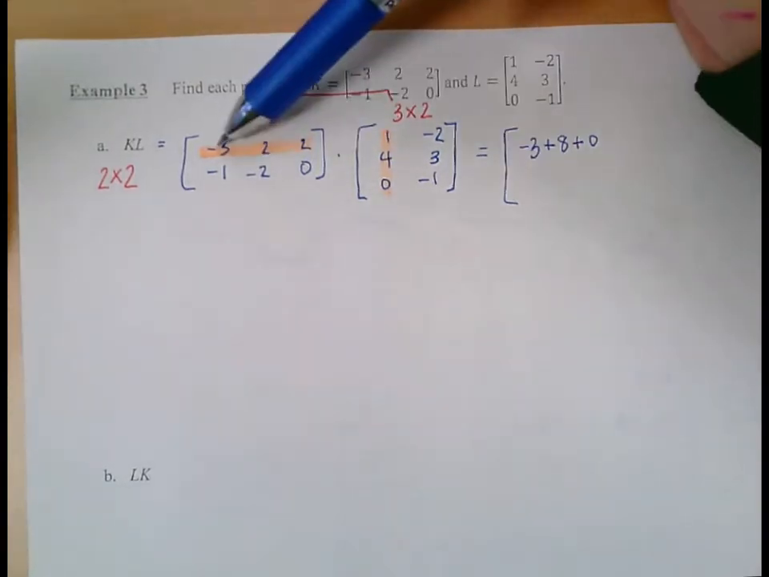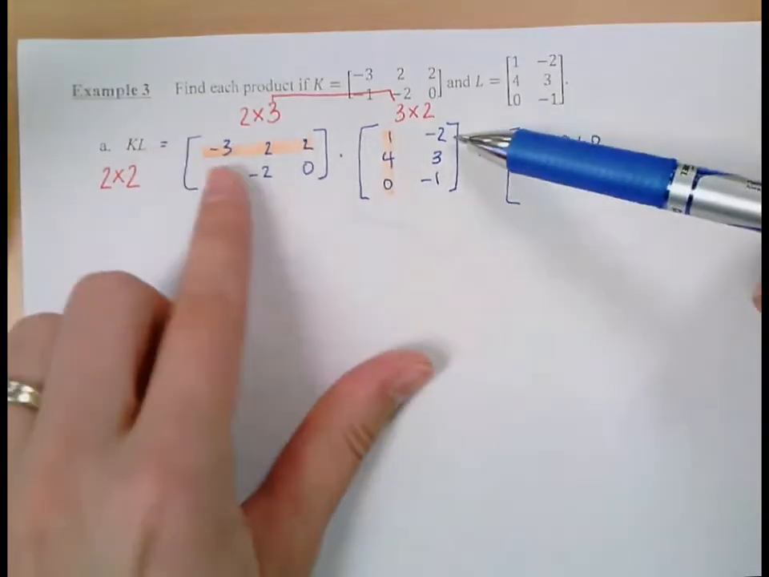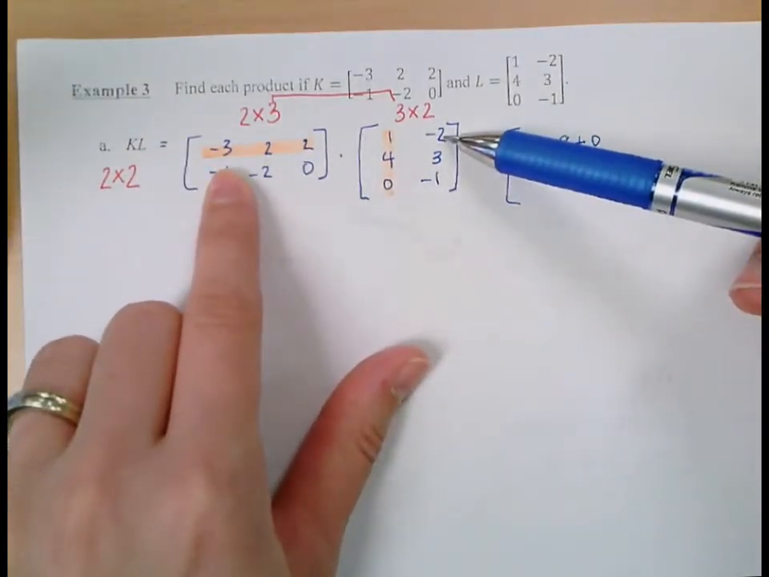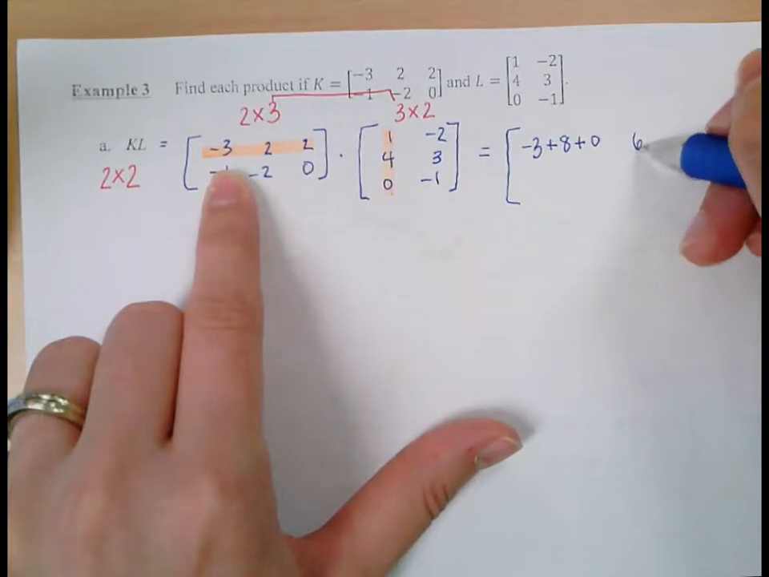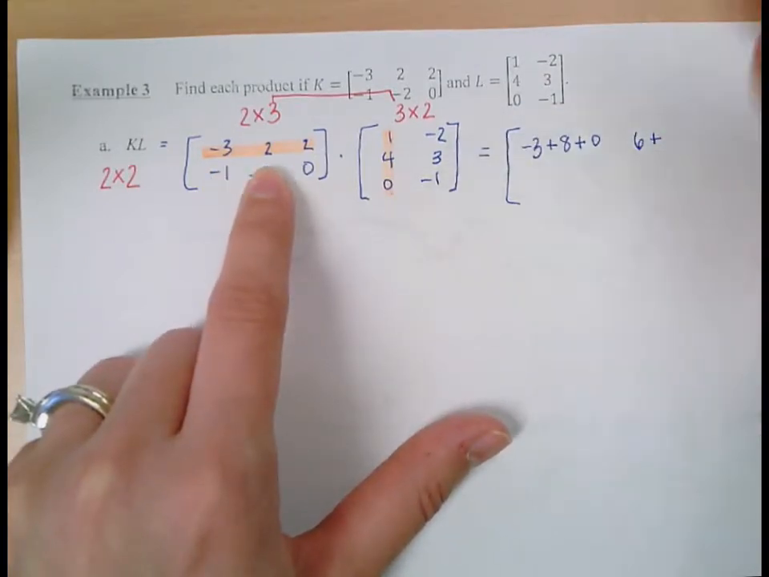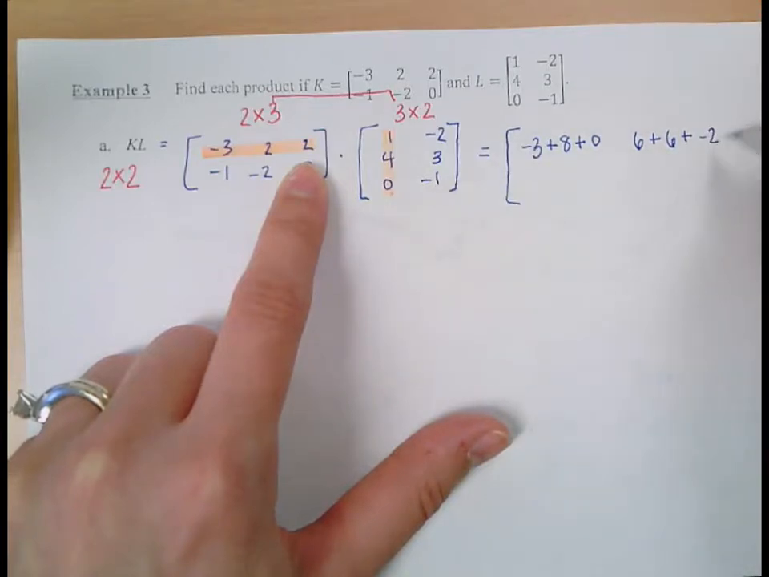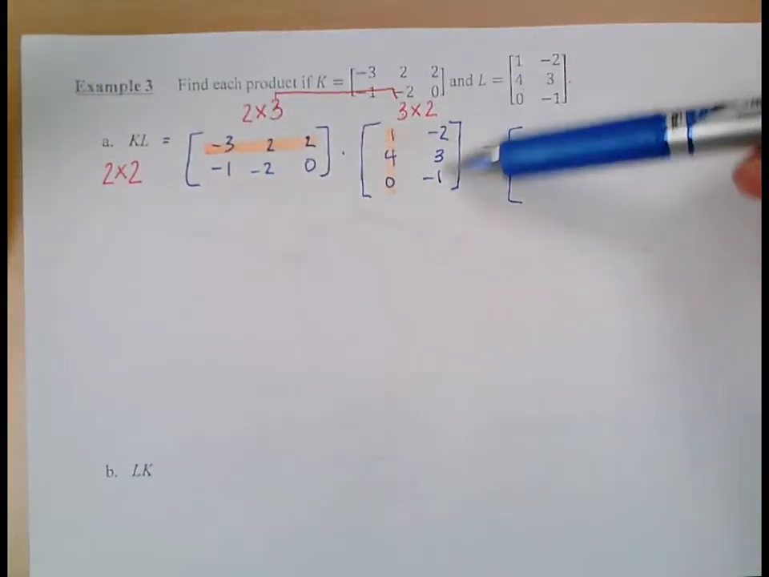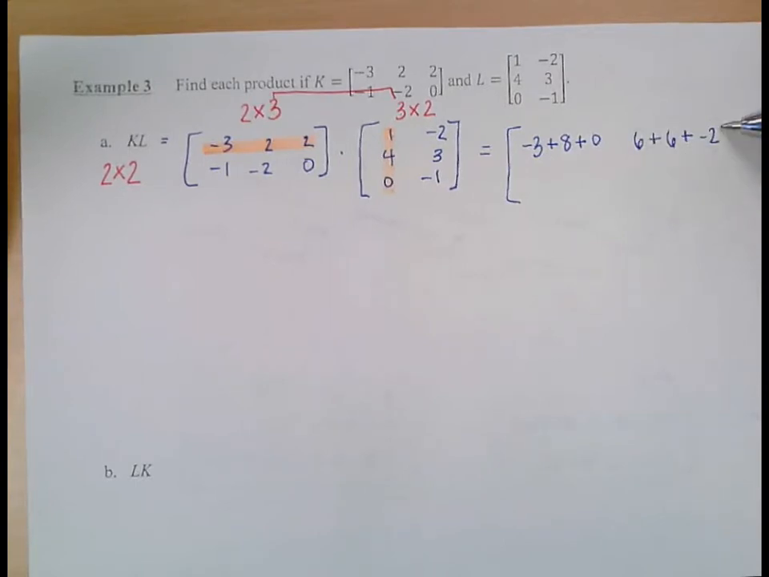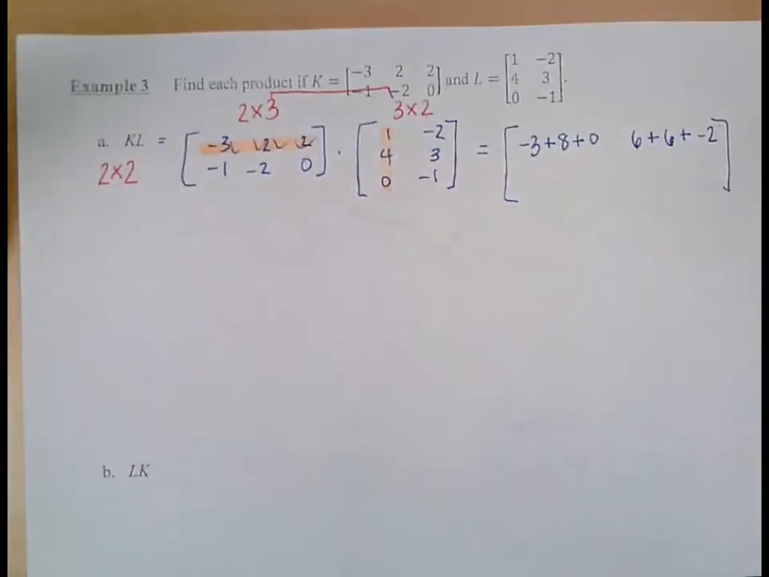Now I do the same thing with row 1 and column 2. So I multiply the first element, negative 3 times negative 2, that's positive 6, plus the second element, 2 times 3, that's 6 as well, plus the last element, 2 times negative 1, that's negative 2. And that row 1 times column 2 goes in row 1, column 2. And now my first row is done. I multiplied row 1 by every column, so I don't need that anymore.